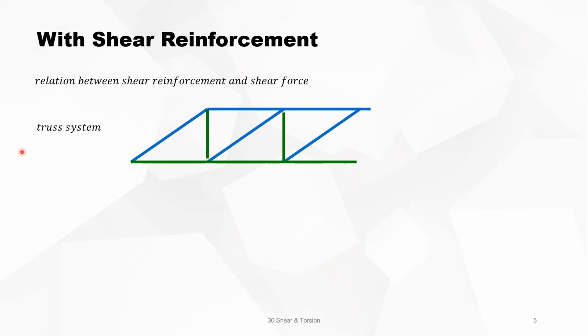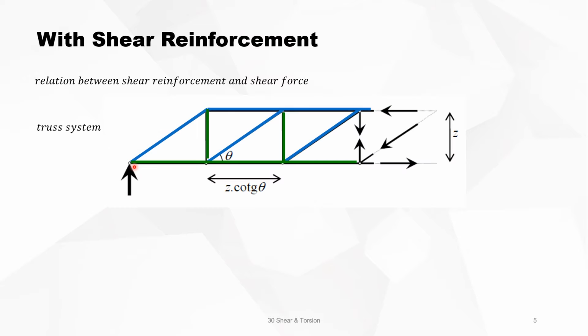We use the analogy of a truss system. The blue elements are the compression elements, the green are the elements in tension. The support is here and this is further on. The distance between two tension rods is Z cotangent theta, with Z the lever arm and theta the angle of the compression strut.